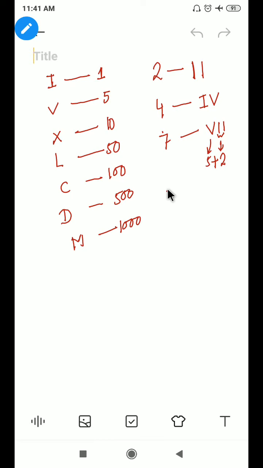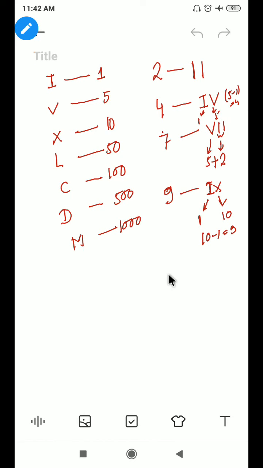Suppose you want to write 9 here, so how to denote it? IX, because whenever we write the smaller number before the bigger number, you have to subtract the earlier number from the next one. That means I represents 1 and X represents 10. So 10 minus 1 is 9. Clear? Here also I represents 1 and V represents 5. So this will be 5 minus 1, so that is 4.